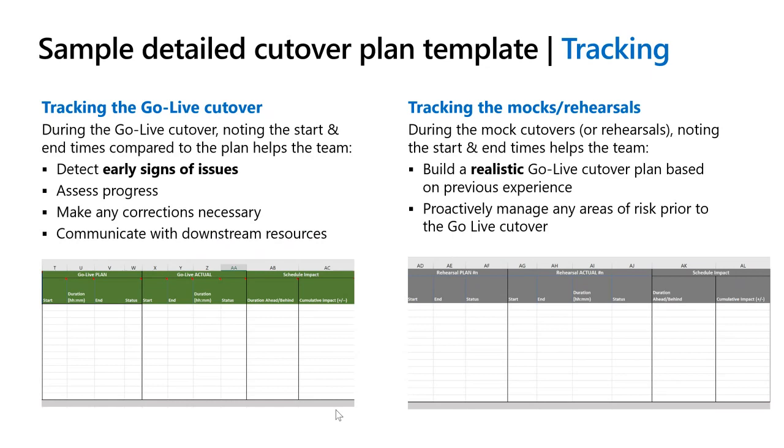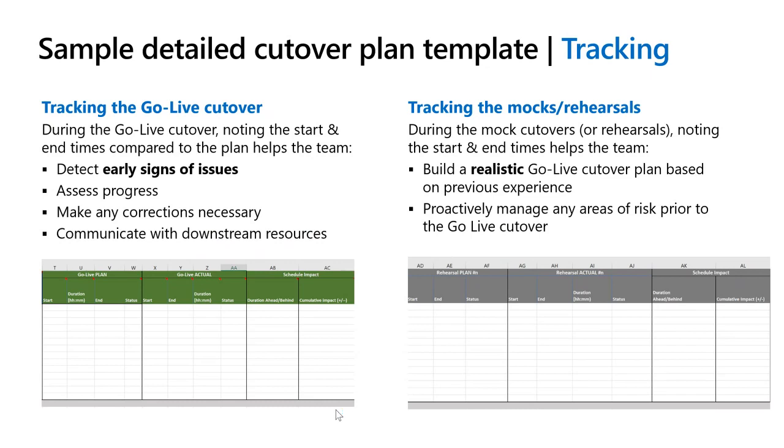Make sure that your rehearsal is a reflection of the real go live, because then you can genuinely say, this is a realistic plan. This is what we've practiced. I know I can do this within 40 hours, leaving me an 8-hour contingency on the final go live weekend. Make sure that you can do this so that you can proactively manage any areas of risk before you go to your real go live cutover.